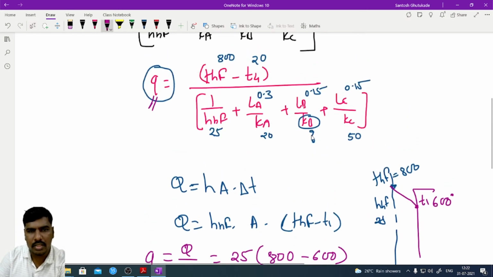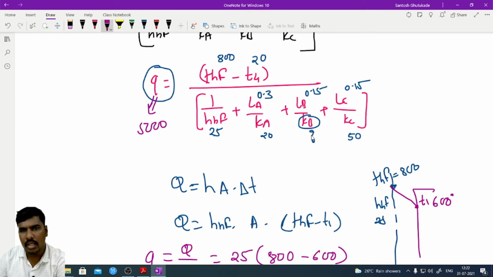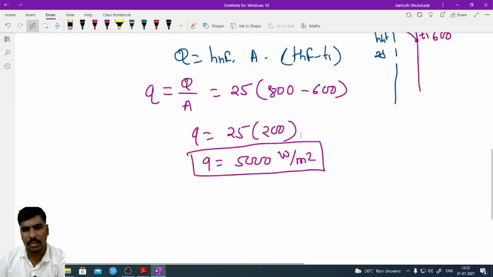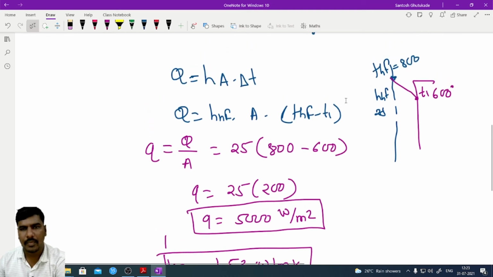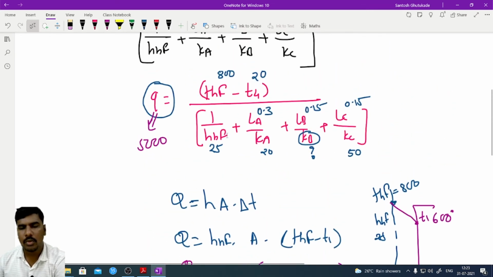So the q value is now 5000 and the only unknown is Kb. If you solve this equation, you will get the value of Kb equal to 1.53 watt per meter degree Kelvin. So this is the value of Kb. Once you got the q value, you can easily find out the value of Kb.